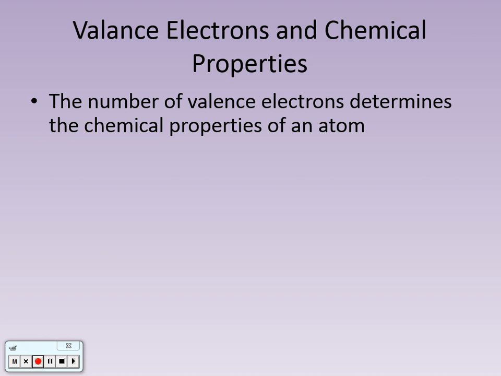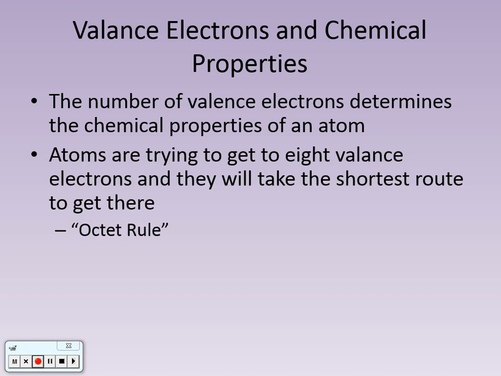But whether they join together or not is always driven by one rule. And that one rule is we are trying to get to 8 valence electrons. 8 is the magic number when it comes to valence electrons.